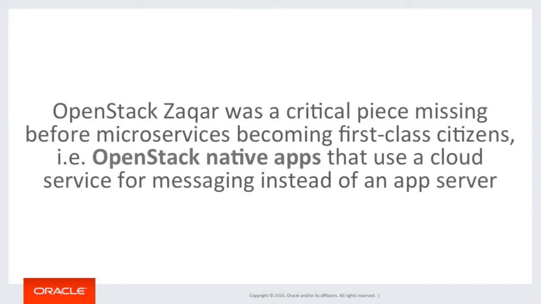And recently, OpenStack got a messaging service, which I like a lot, called Zaqar. And Zaqar was a critical piece missing before microservices can become what I call an OpenStack native application. So an application that, when it communicates to other applications for whatever reason, uses an OpenStack service instead of an application server. We don't have many of those services in OpenStack, but we already have some. So when you install a microservice in OpenStack that uses other OpenStack services to do stuff, that is what you would call an OpenStack native application.